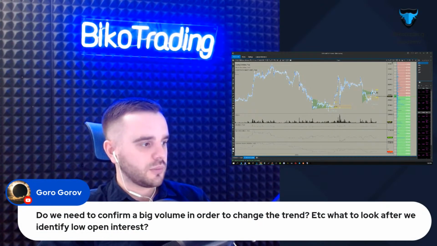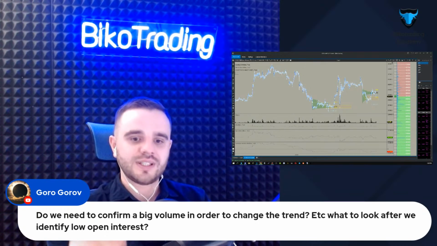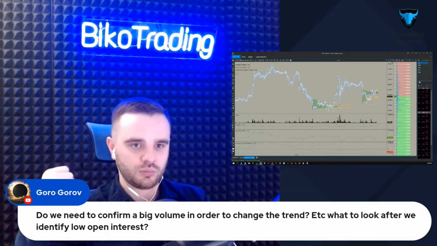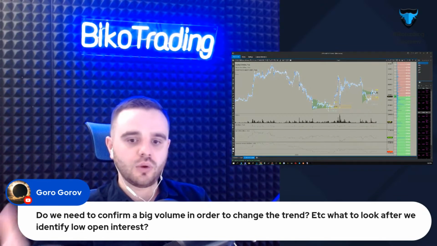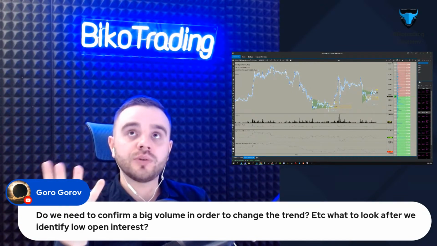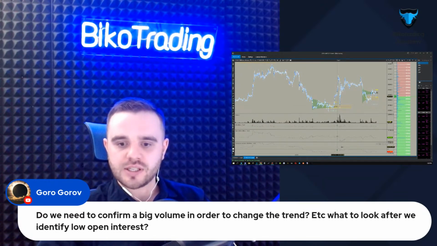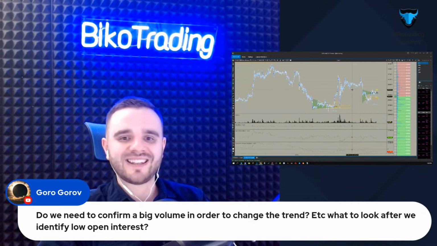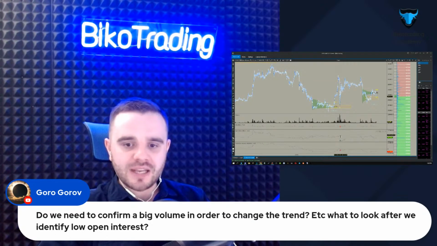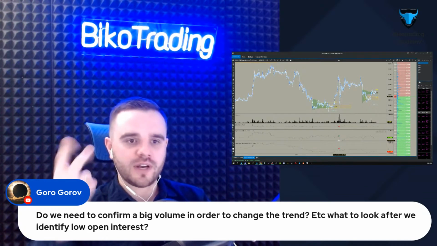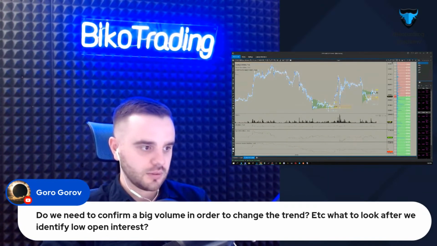Do we need to confirm a big volume in order to change the trend? What to look for after we identify low open interest? It is not low open interest, it is exactly a massive drop in open interest. Because low open interest quite often will give you no information, because sometimes there could be stable low open interest and price just in a range, and you can't trade it. But a massive drop, a fast drop, or a fast rise, that's really good stuff.